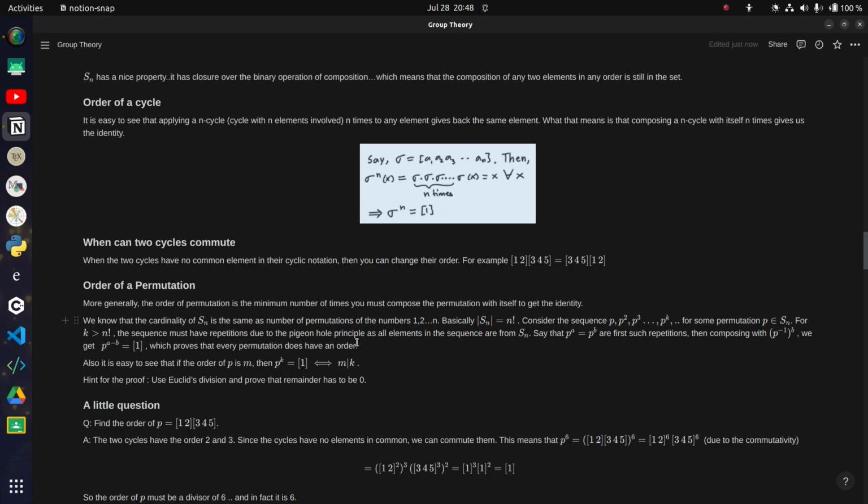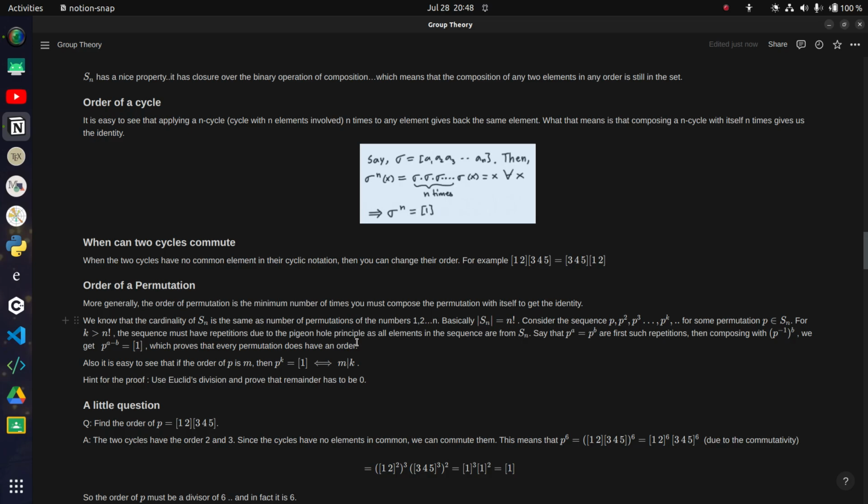Applying p inverse to the power b also works fine. So what you get is that p^(a-b), assuming without loss of generality that a is bigger than b, is equal to the identity element. Even if you don't assume that, it's still true, it's just not very convincing. You just apply p^(-b) on the right hand side and left hand side and you get this. That means p to some power is the identity element, which means that every permutation does have an order. And of course a and b are different.